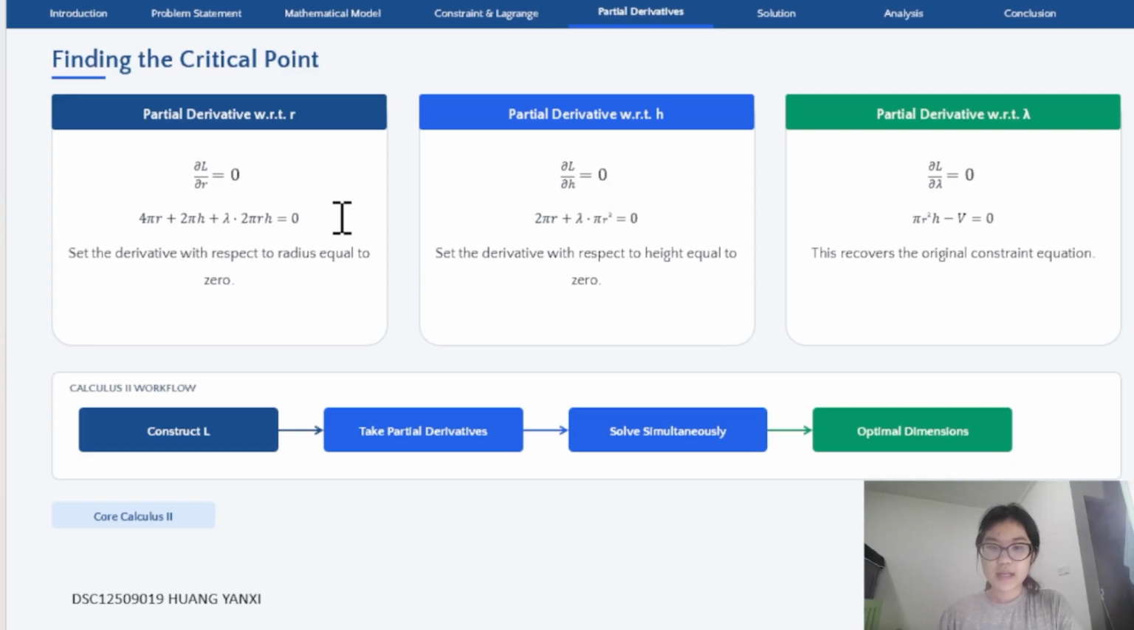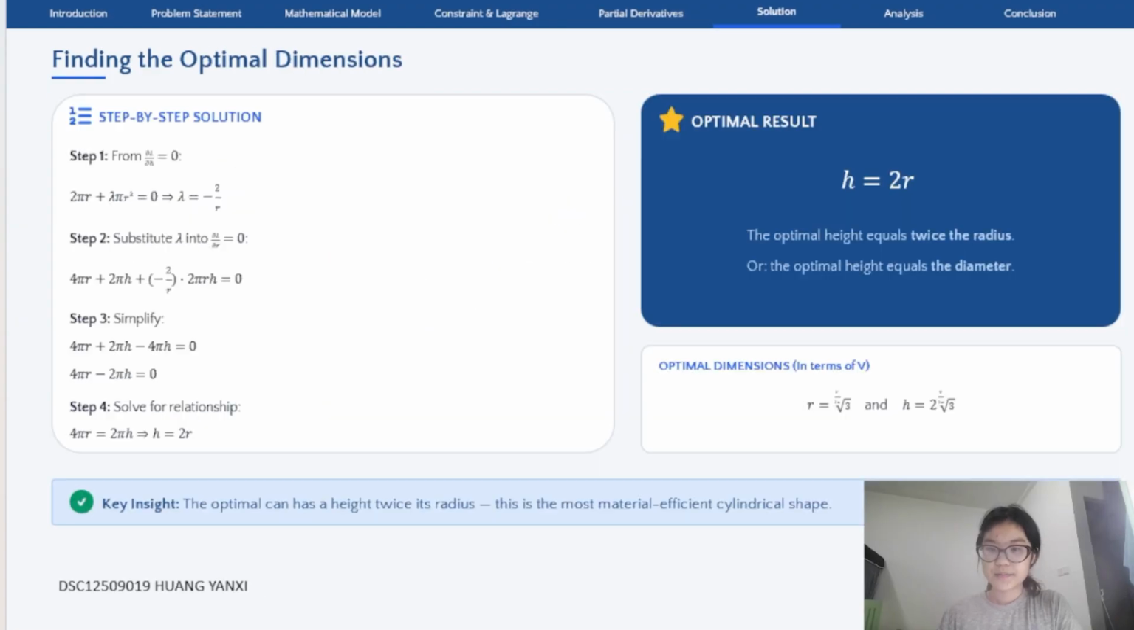Now I will explain how we determine the optimal dimensions of the beverage can. After constructing the Lagrangian function, we take the partial derivative with respect to r, h, and lambda. Then we set all three partial derivatives equal to 0. This gives us three simultaneous equations, which will be solved in the next step to find the optimal radius and height. Okay, now let's solve this equation step by step.